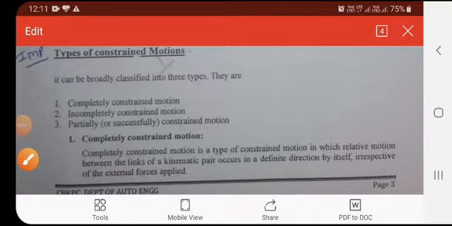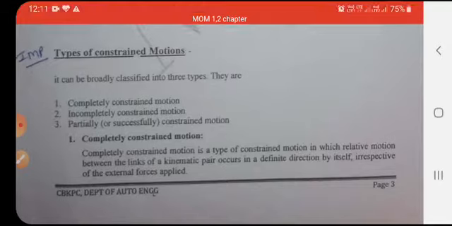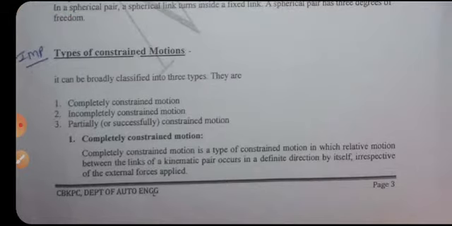Dear student, in previous videos we already discussed the definition of kinematic pairs and types of kinematic pairs. So in this video let us discuss the types of constant motion. There are three types of constant motion.